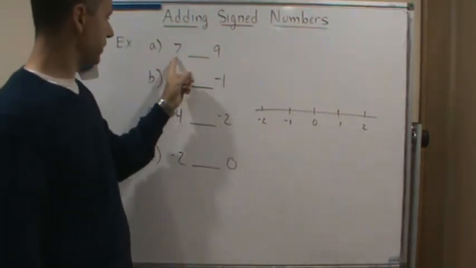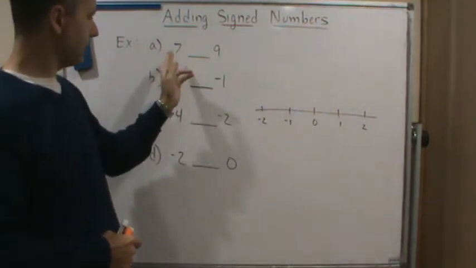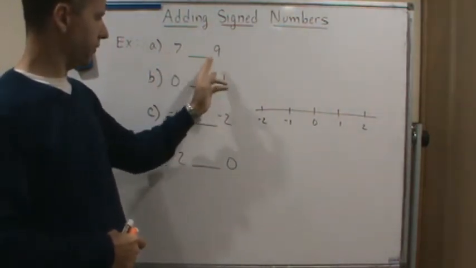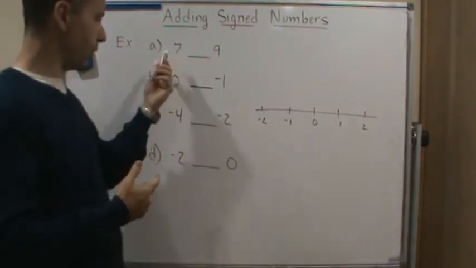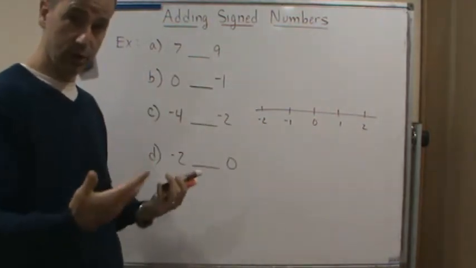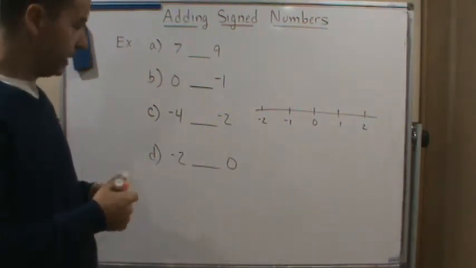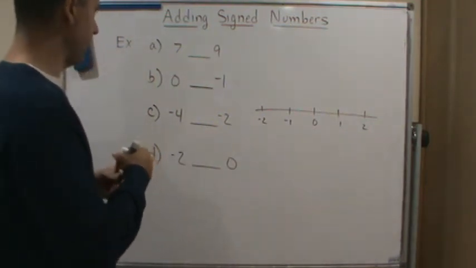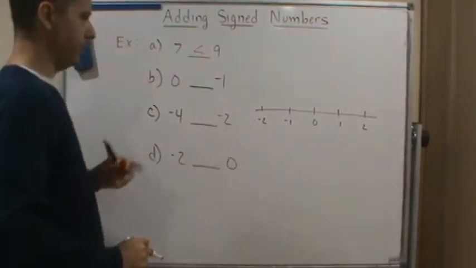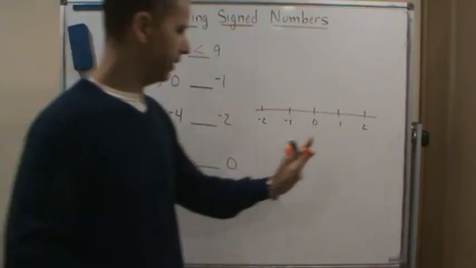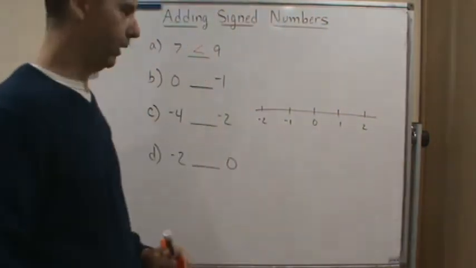So here we have 7 and 9, and so we know that 7 is to the left of 9, right? So this one's pretty easy because this is what we're familiar with, right? 9 is larger than 7, 7 is less than 9. So the inequality that we would use in this case would be less than. Because 7 is less than 9, right? 7 comes over here, and 9 comes up further, right?